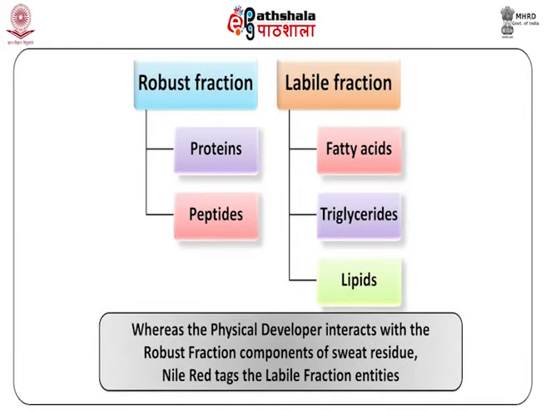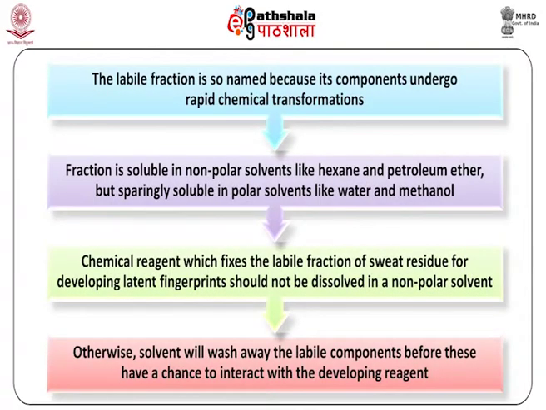In order to gauge the pathway by which Nile red detects fingerprints, it is pertinent to further subdivide the water-insoluble category into two fractions: number one, the robust fraction, which includes proteins and peptides, and number two, the labile fraction, which includes fatty acids, triglycerides and lipids. Whereas the physical developer interacts with the robust fraction components of sweat residue, Nile red tags the labile fraction entities. The labile fraction is so named because its components undergo rapid chemical transformations.